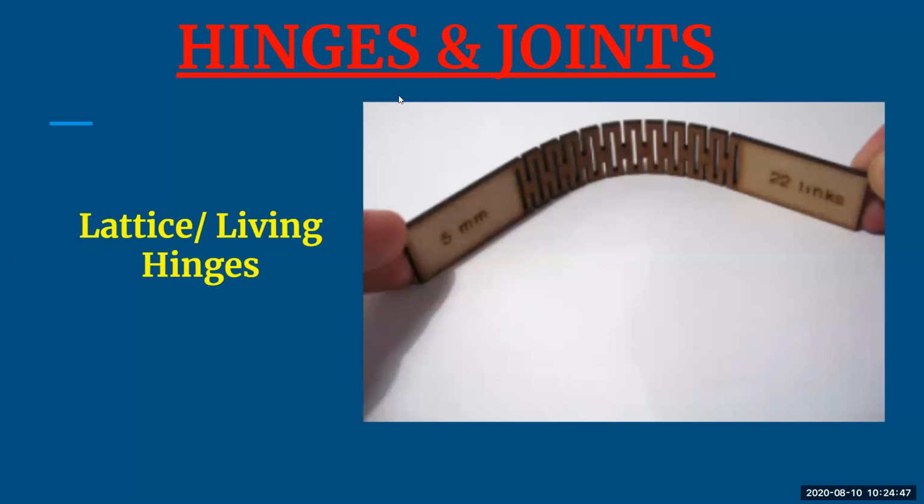Whenever you want your material to be bent after it is cut, you can place it with the hinges or with the joints. Depending on the number of the cuts, you can come up with the flexibility. Basically these are used to hold the material, which you can bend, you can cut with flexibility. That is your hinges and joints. Okay.